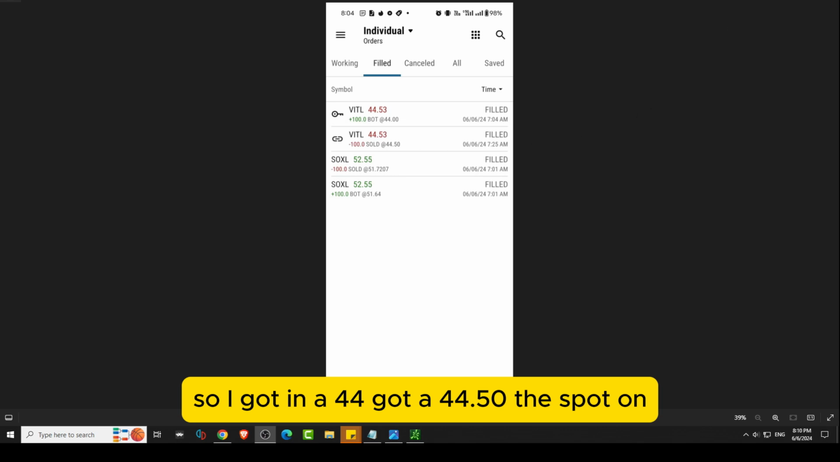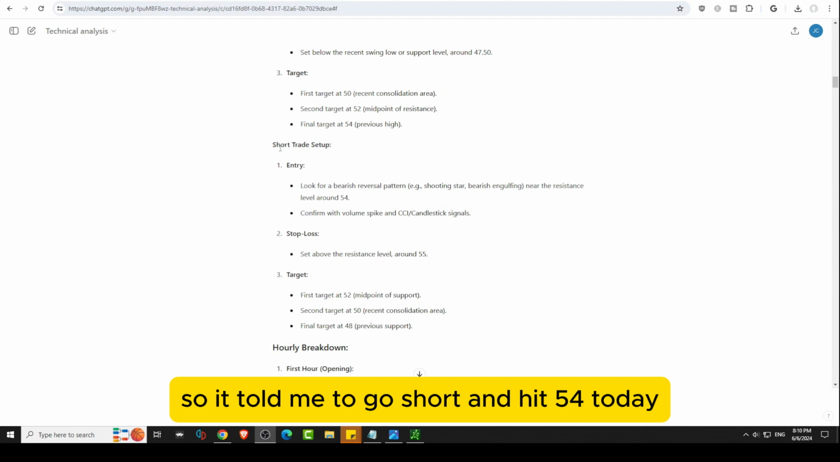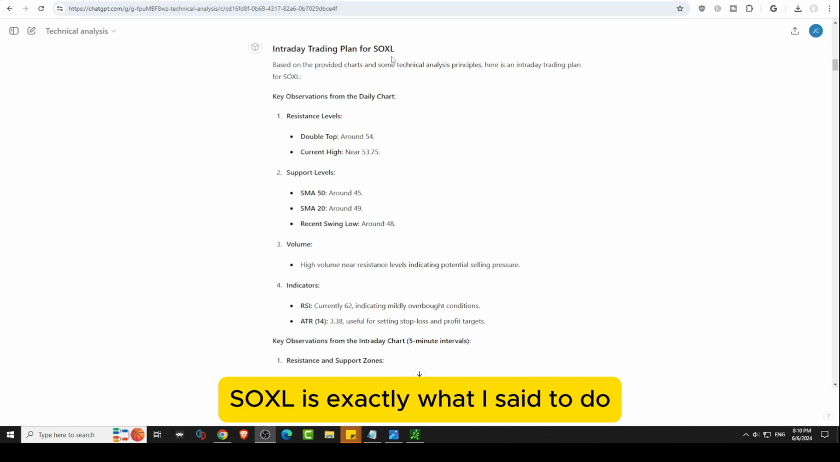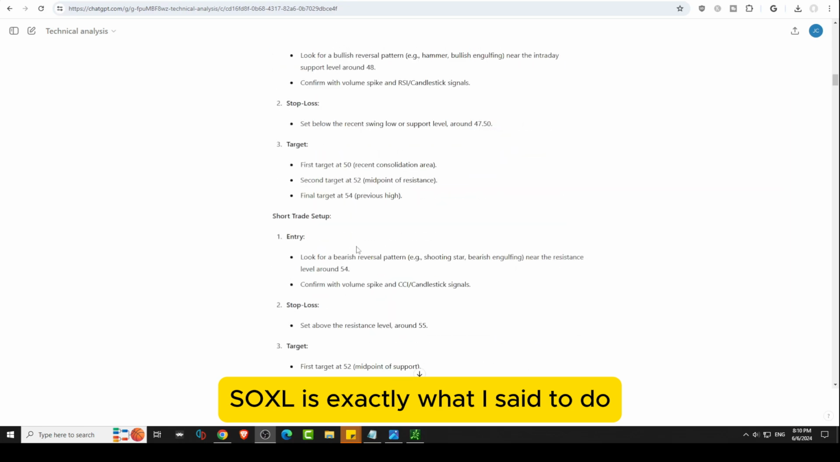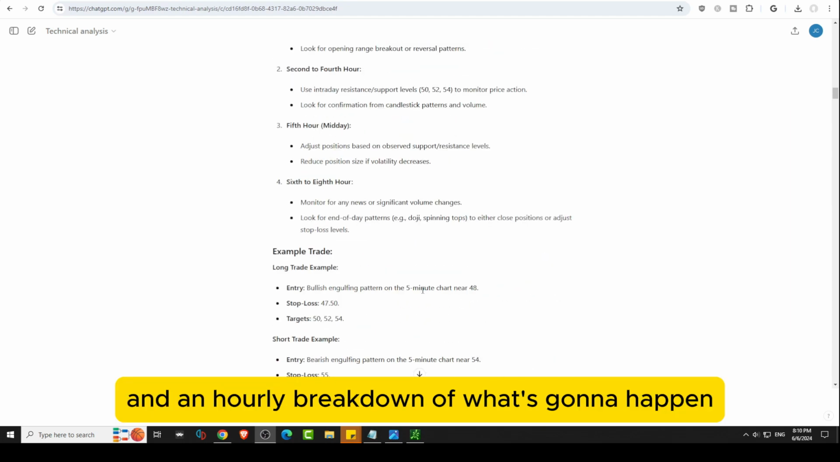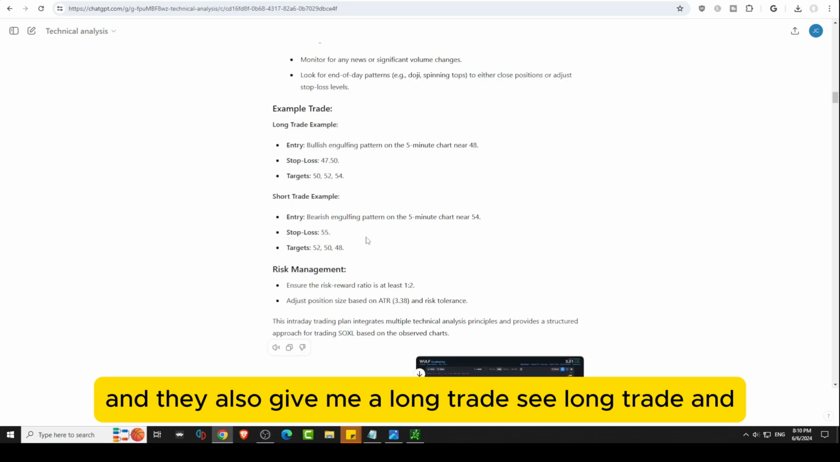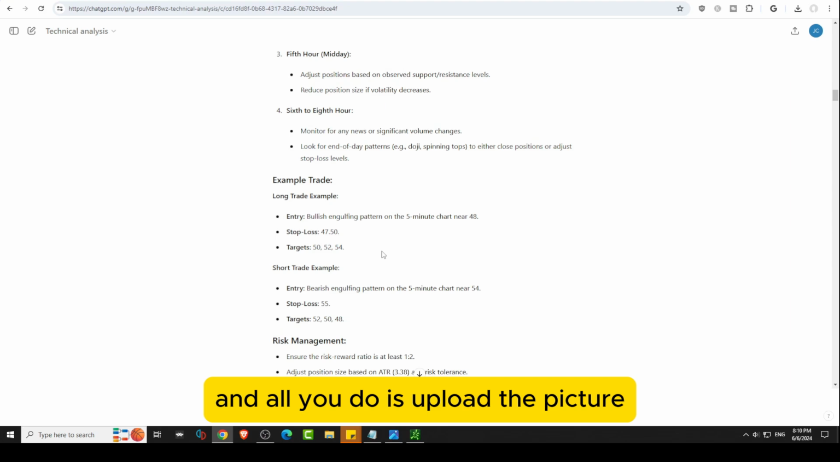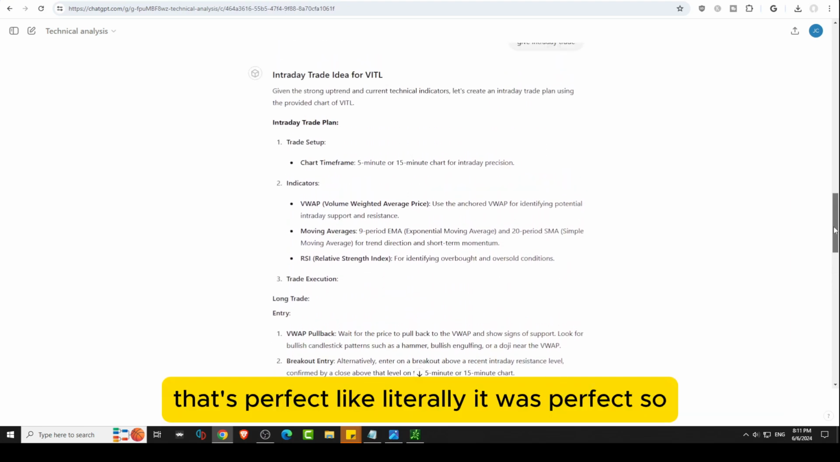It was spot on. All right, so let's look at the thing. So it told me to go short if it hit 54 today, SOXL. It's exactly what I said to do. There's a short trade and an hourly breakdown of what's going to happen. And they also give me a long trade. See? Long trade. And all you do is upload the picture. That's perfect. Like literally, it was perfect.